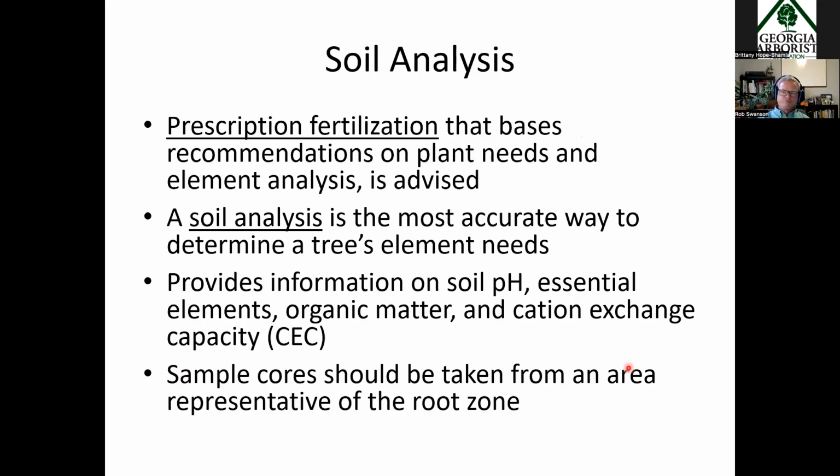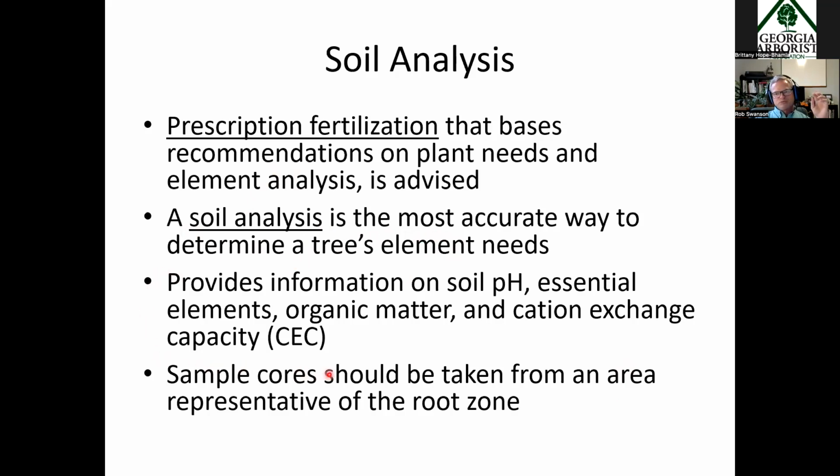We want to fertilize based on a soil analysis. So we want to do some testing. We want to prescribe an exact fertilizer. Instead of using 10-10-10, we might want to use a 20-0-4, something like that. So we're going to base it on a soil test. A soil analysis is the most accurate way to determine the tree's elemental needs.